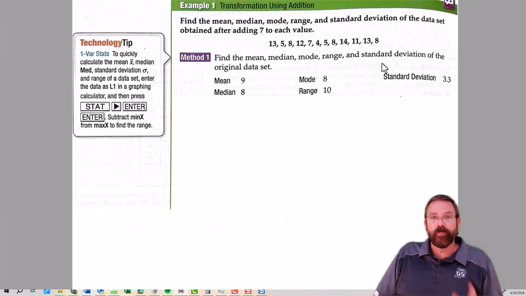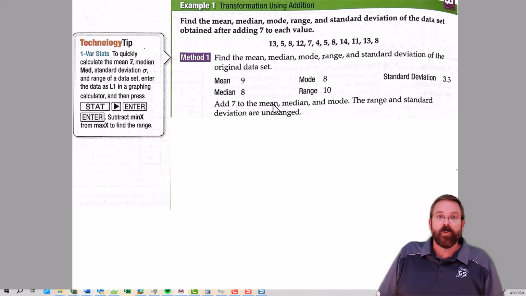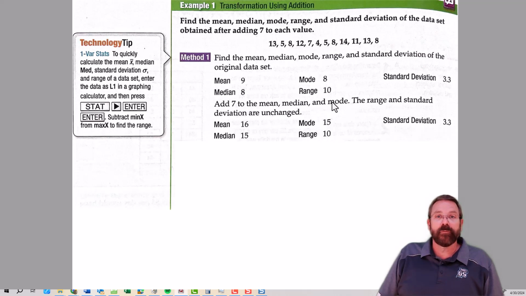Now, jumping back over here, we're going to use this data to find out what the new values are going to be. And that's going to be just stupid easy. All we have to do is add 7 to the mean, the median, and the mode, and that's it. So to find the mean, we're going to do 9 plus 7 is 16. The median, which is 8 plus 7 is 15. And the mode, 8 plus 7 is also going to be 15 again. The range is unchanged. The standard deviation is unchanged.